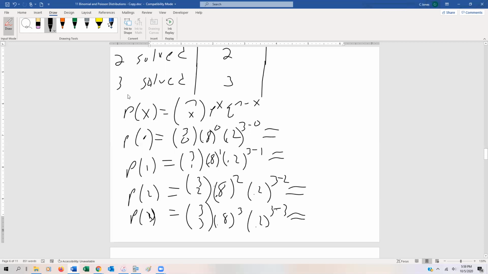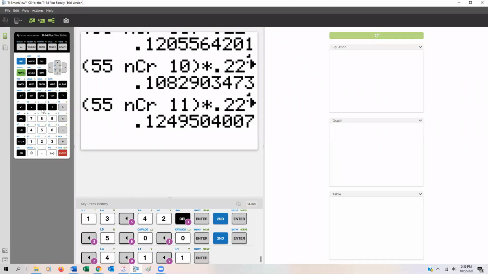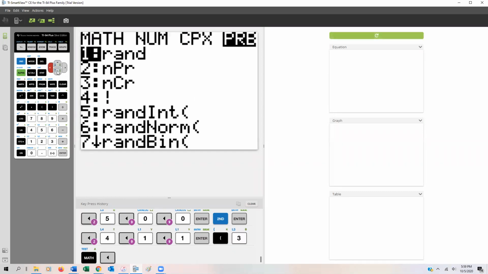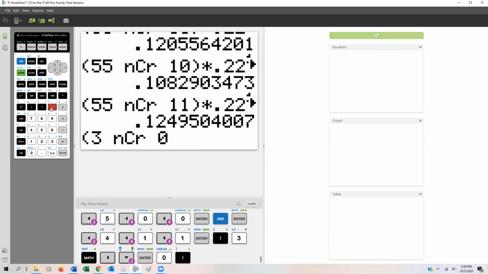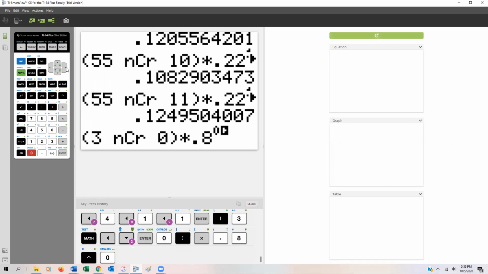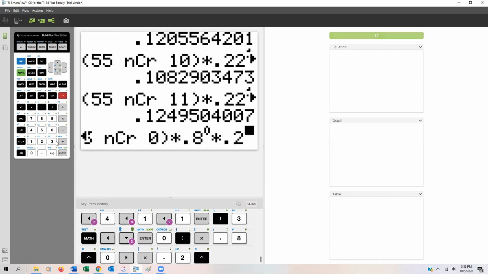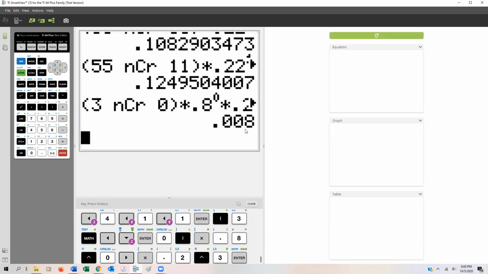All right, so we're going to shove all this in our calculator, not at once, because that would be painful. But let's just set up the first parenthesis, 3 math combination 0. And we're going to multiply that by 0.8 to the 0. And then we're going to multiply that by 0.2 to the 3rd power. All right, and this should actually work out to be pretty nice, like 0.008 or something like that. So 0.008 exactly. All right, so that's not too bad for us.